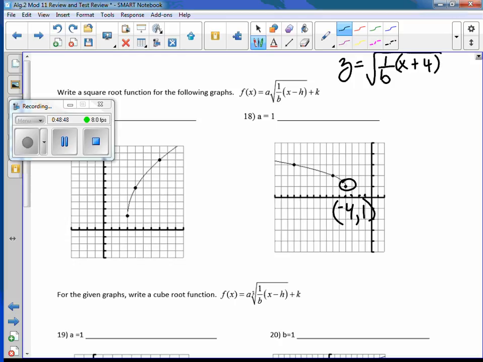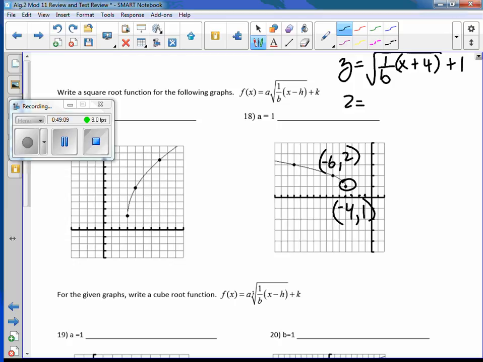And then k is, what's k? +1. Okay, so once you plug in h and k, you need to find another point. So I'm going to pick, let's see what else we got here. 1, 2, 3, 4, 5, 6. So that's -6, comma, what is that, 2? So I want to plug that point in.